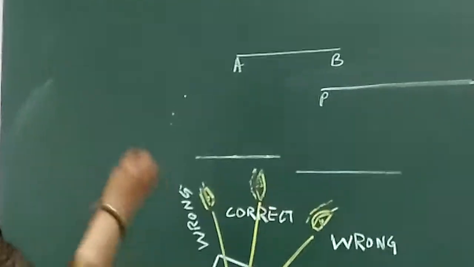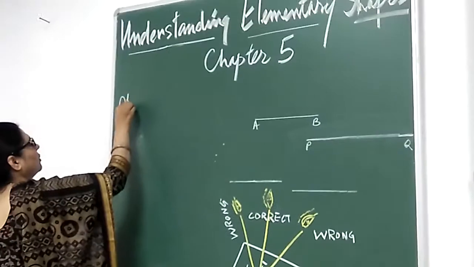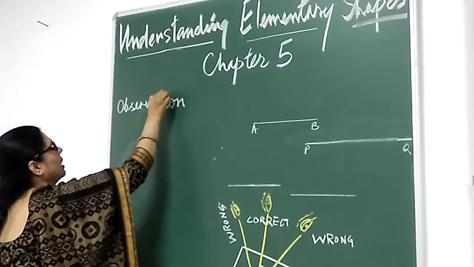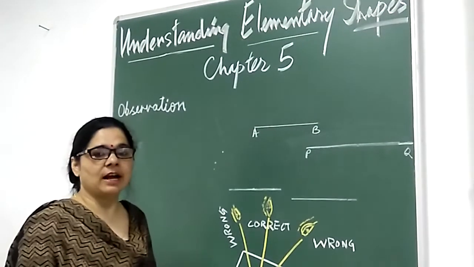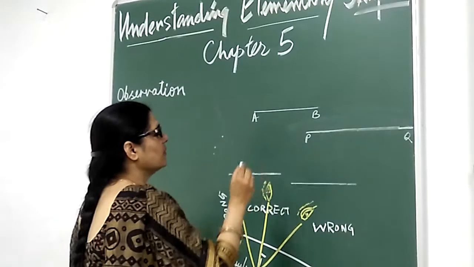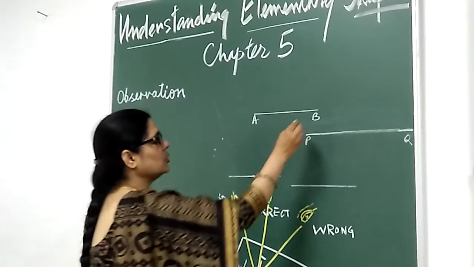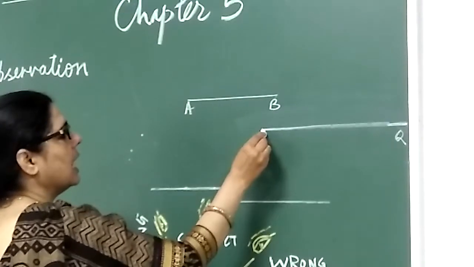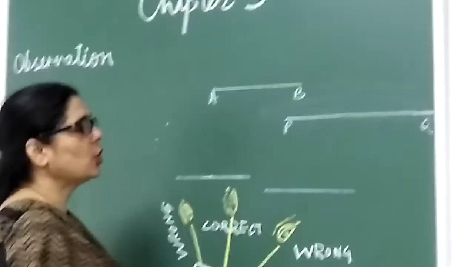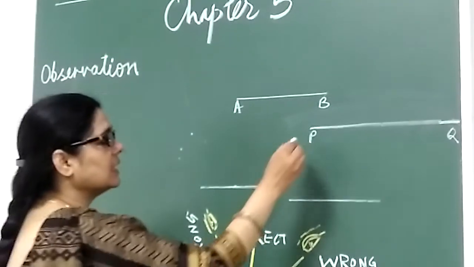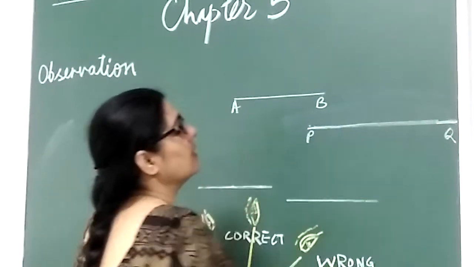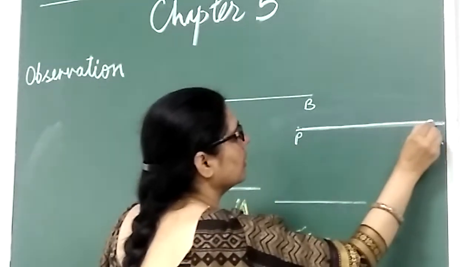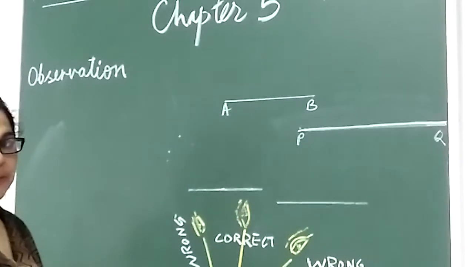The first method is observation. Through observation, we can find out which line is longer. Now, these two line segments are given. This is line segment AB and this is line segment PQ. By observation, we can say this line segment PQ is longer than the line segment AB. We can say it by observation.